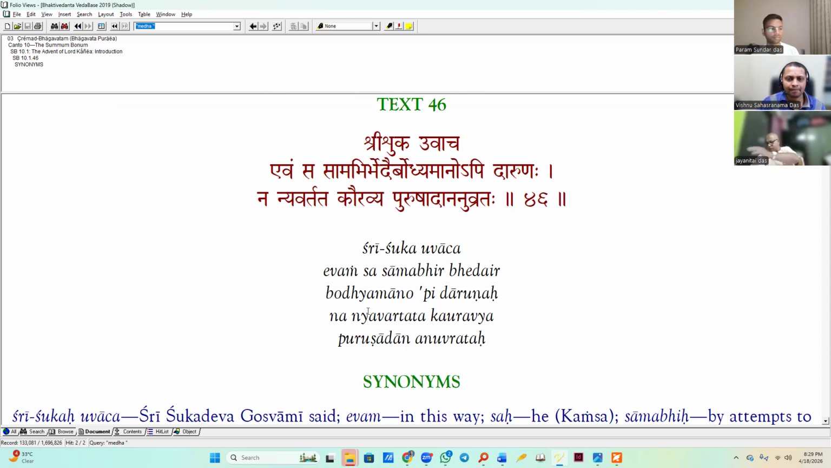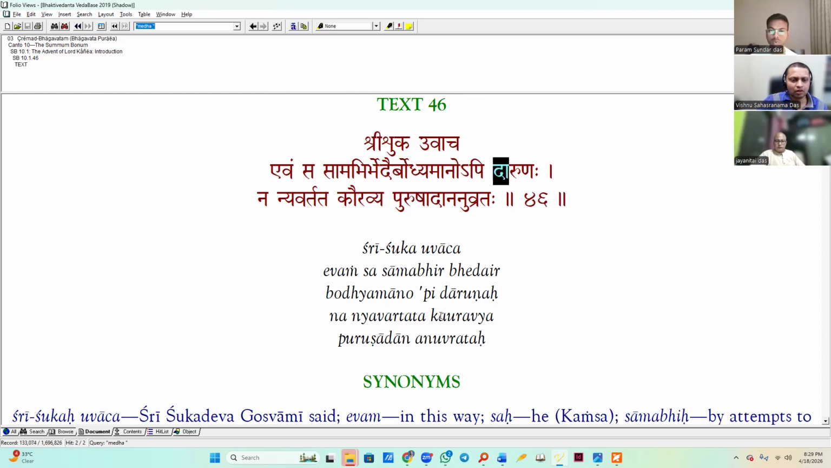So having been told through Samas and through Vedas, still Kansa did not cease or stop from killing Devaki. Na Nyavartata. He was still pursuing, continuing to kill Devaki.